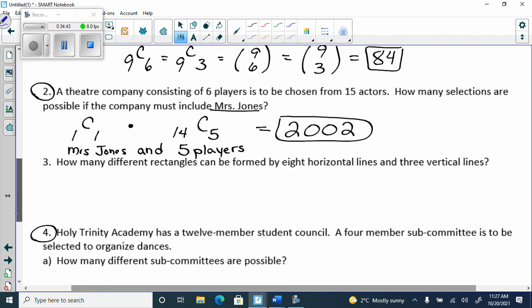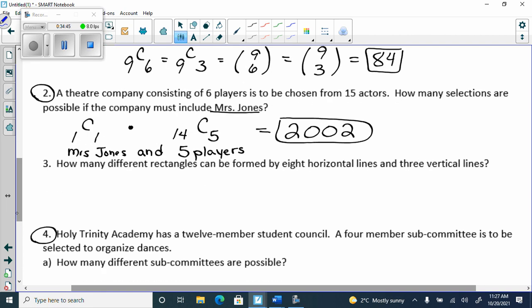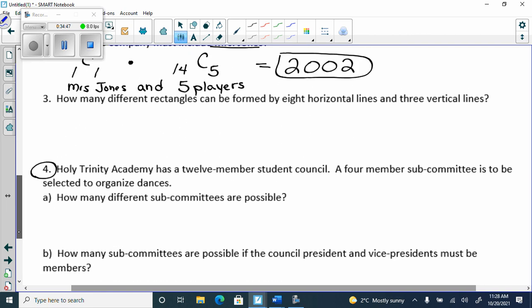Okay. Number 3, we're going to skip for now. Number 4, Holy Trinity Academy has a 12-member student council. A 4-member subcommittee is to be selected to organize dances. How many different subcommittees? Do those subcommittees have any jobs? Did it say they did? Does it say anywhere they have specific jobs? No.